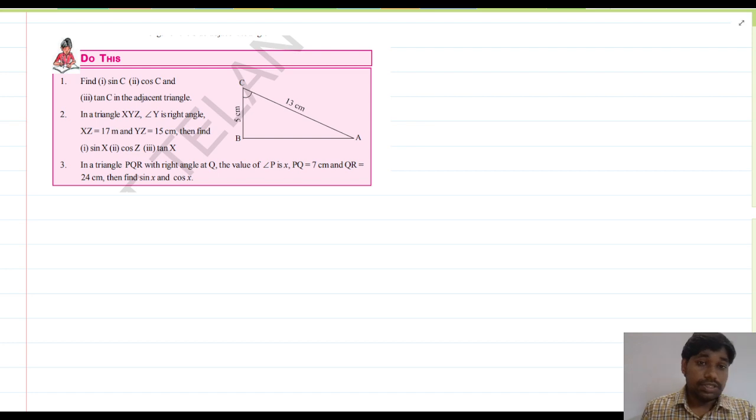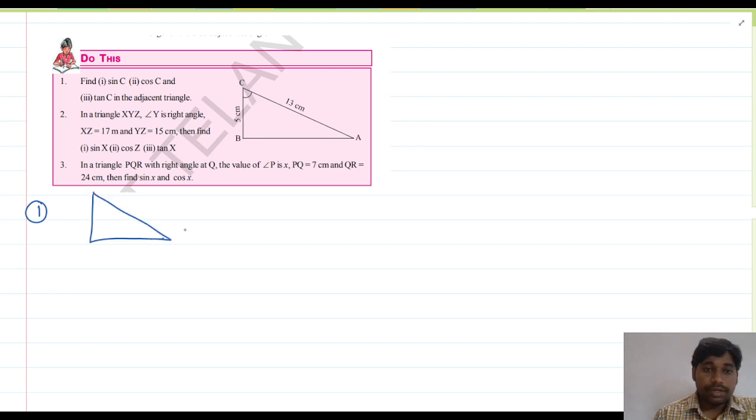Do this question. Here the question is given like this: find sin C and cos C as well as tan C for the adjacent triangle. In the triangle, like the previous question, only two sides are given, the third side is not given. So first we will find the third side with the help of the given. So they gave A, B and C, the angle is at C, the hypotenuse is 13 centimeters and the adjacent is 5 centimeters. This is the opposite, known to us.